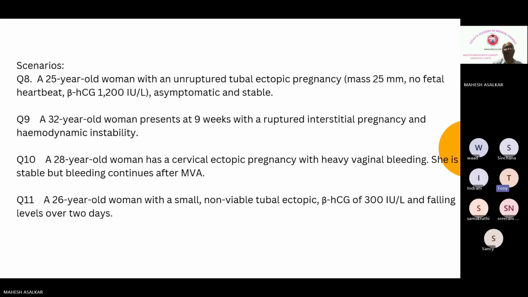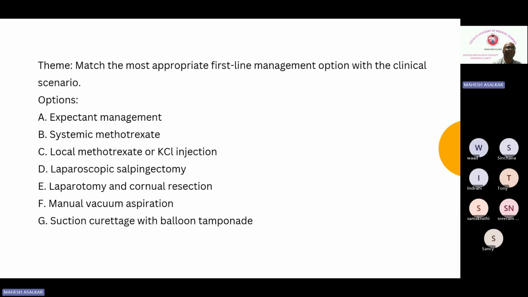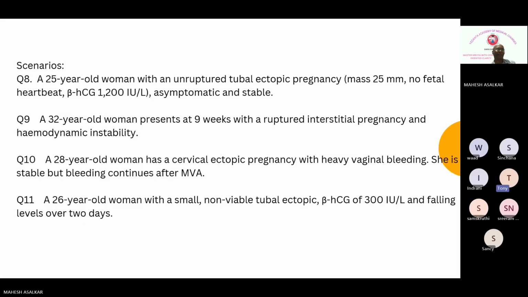Question 10. A 28-year-old woman has a cervical ectopic pregnancy with heavy vaginal bleeding. She is stable, but bleeding continues after MVA. So it is a cervical ectopic and heavy vaginal bleeding. She's stable, but bleeding continues after MVA. What is the management? I don't know. I'm not sure. Okay.